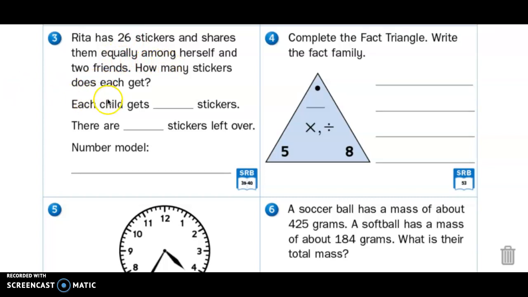Number 3, Rita has 26 stickers and shares them equally among herself and 2 friends. How many stickers does each get? Each child gets how many stickers? And there are blank leftovers.